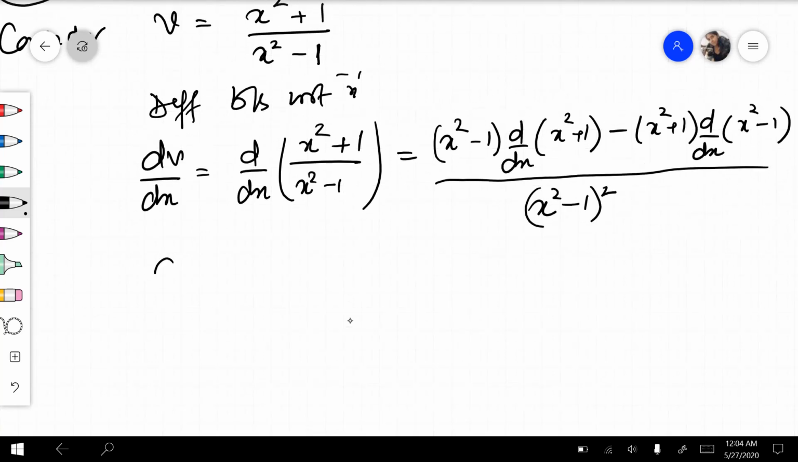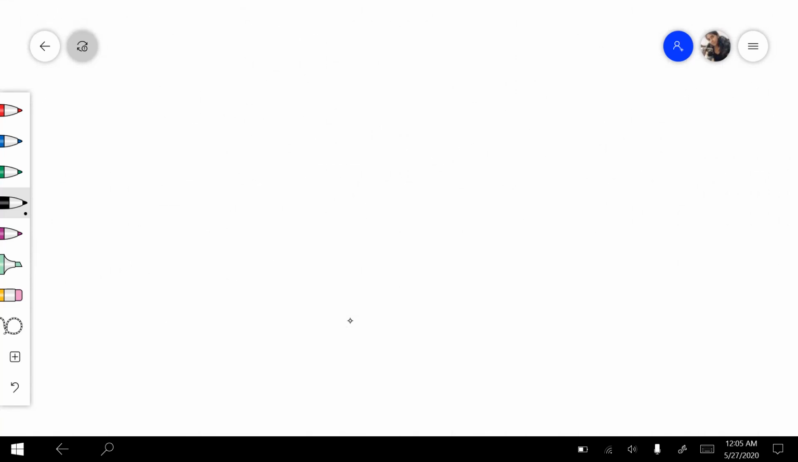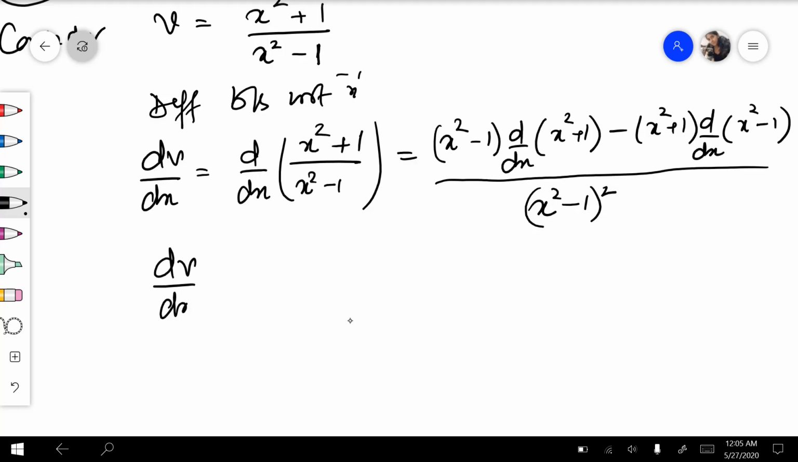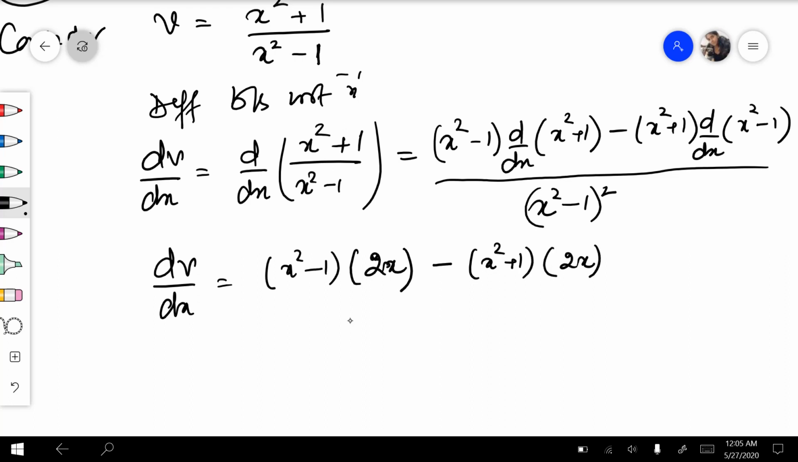So dv upon dx is equal to x square minus 1, x square का differentiation 2x, 1 का differentiation 0, minus x square plus 1, x square की differentiation 2x, 1 का derivative 0, upon x square minus 1 का whole square. From these two terms, you can take 2x common.